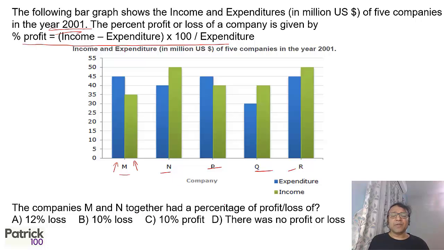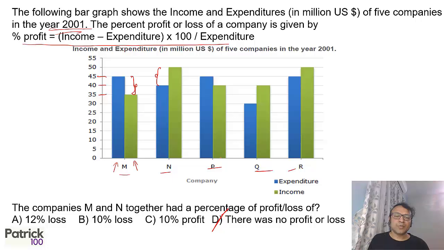Companies M and N together had a percentage of profit of how much? If you look at M and N, you can make out. What I do normally in these cases is count the bars. So company M had a loss of 2 bars. Company N has a profit of 2 bars. So it cancels each other. That means there's no profit, no loss.